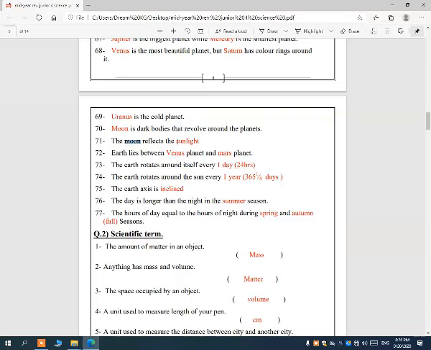71. The moon reflects the sunlight. It will give it back to us. The moon reflects the sunlight.